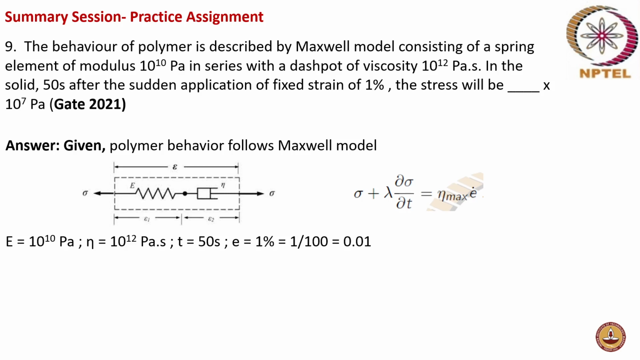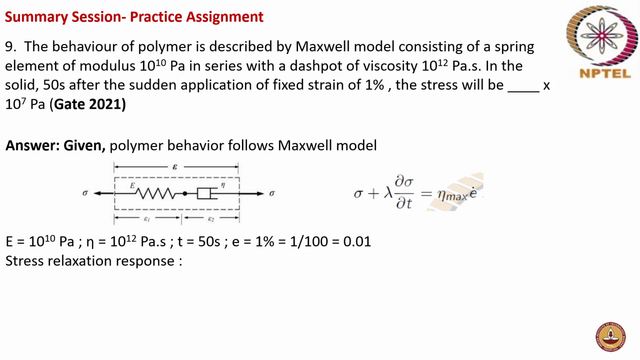Now they have given the modulus of the elastic element or spring as 10 power 10 Pascal, and the viscosity of the dashpot as 10 power 12 Pascal seconds. They have given a time of 50 seconds, and a fixed strain of 1%. 1% means the actual strain will be 1 by 100, that is equal to 0.01. Now we have to find out what will be the stress.